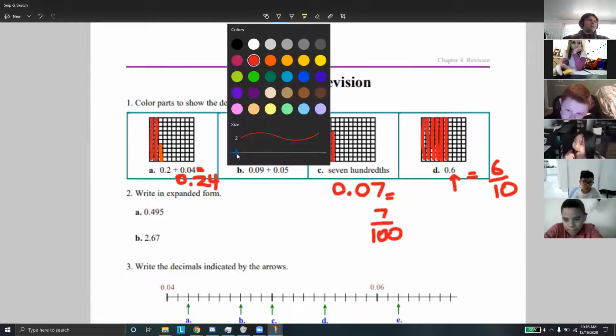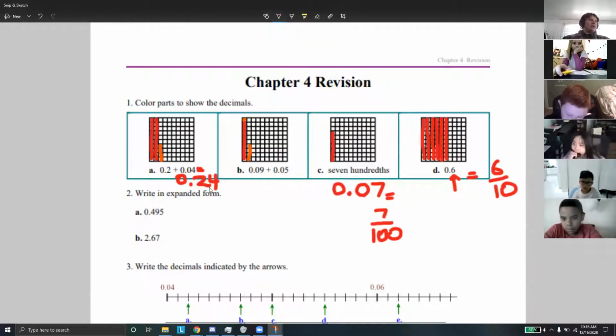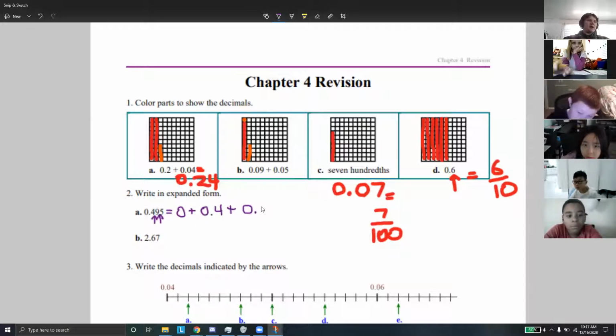Okay, great. Next, we have write in expanded form. So we just write each place value. So we have 0 ones plus, we have a 4 in the 10th place, so that's 4/10 plus, we have a 9 in the 100th place, so that's 9 hundredths. Plus, we have a 5 in the 1,000th place. So that's 5 thousandths. That's what you do for that problem.